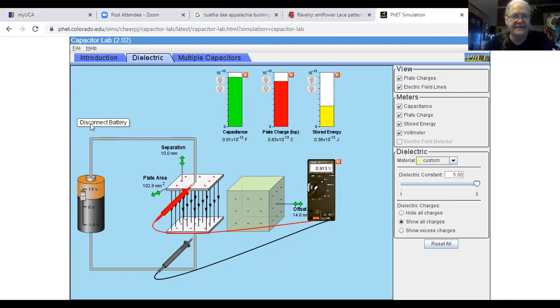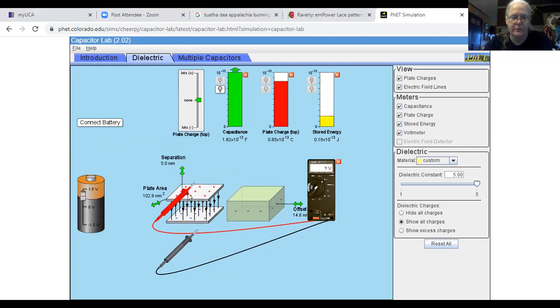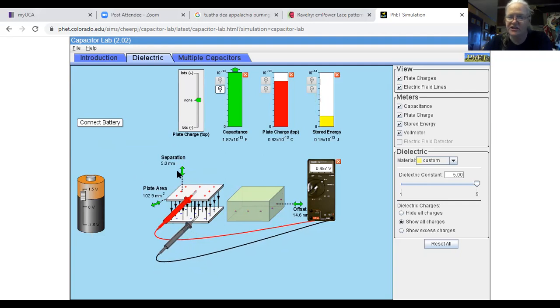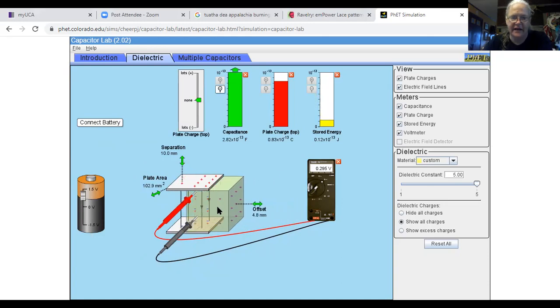Okay, now again, if I disconnect the battery, now I've got a situation where if I change the separation, my voltage changes, remember, because now my charges are isolated. So I'm going to put it back. Now, watch what happens when I insert the dielectric here. Notice that the voltage dropped because now I can't add any more charges. I'm stuck. So the plate charge stayed the same, the capacitance went way up, and then the stored energy went way down because now I have the potential to put a whole lot more charges on here.